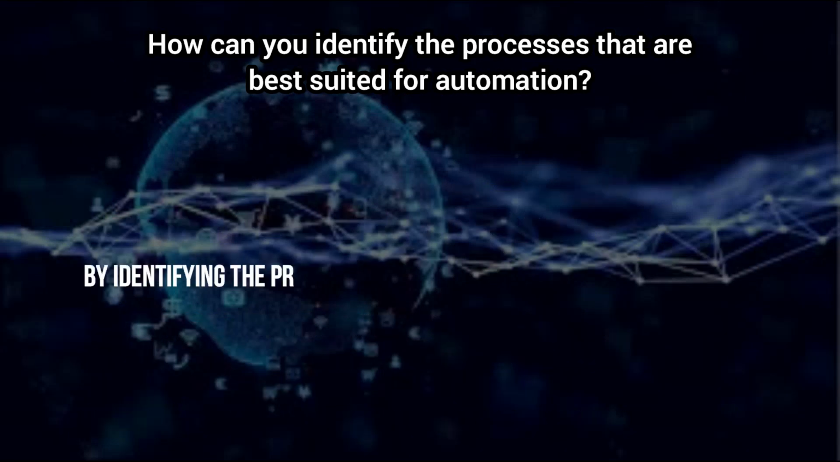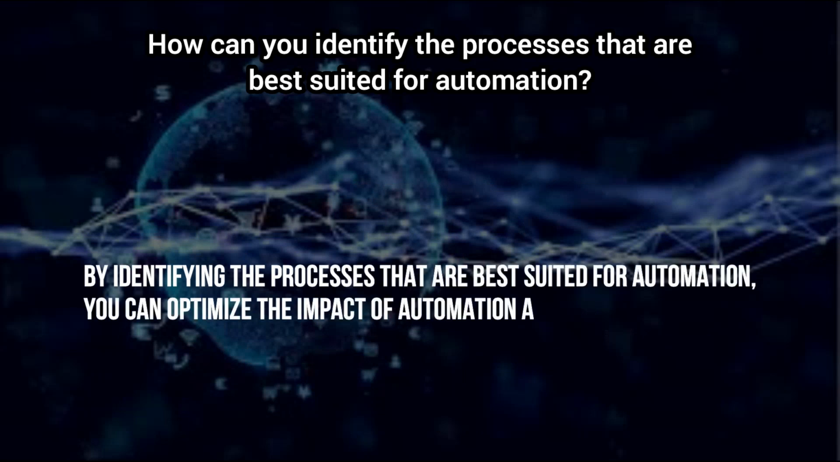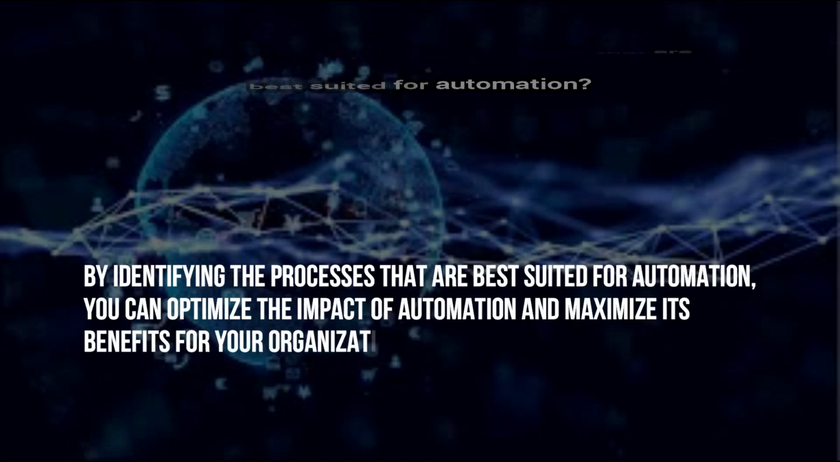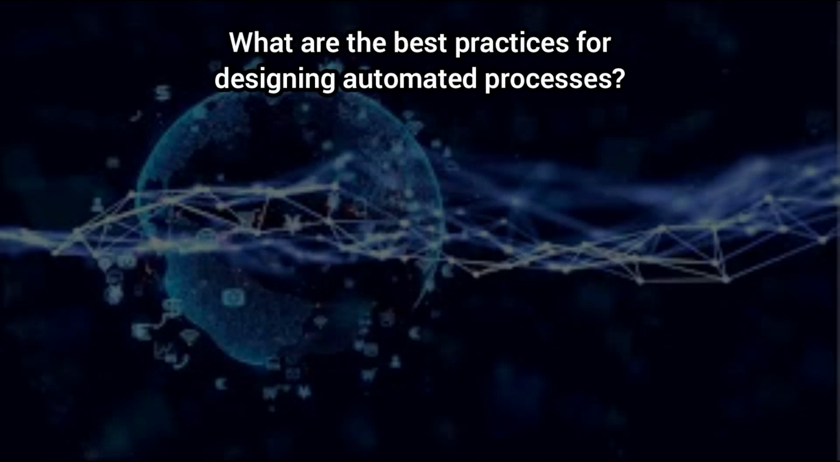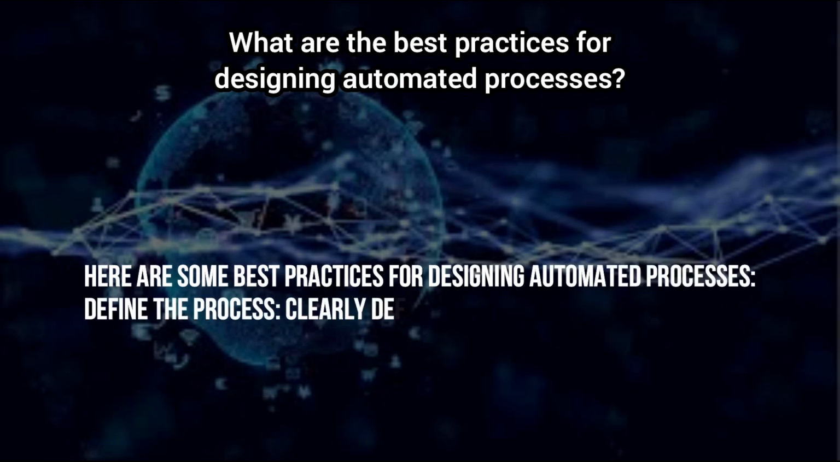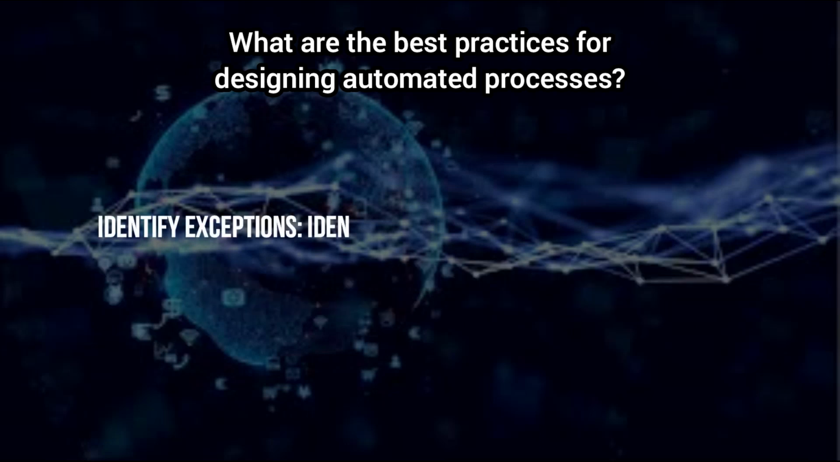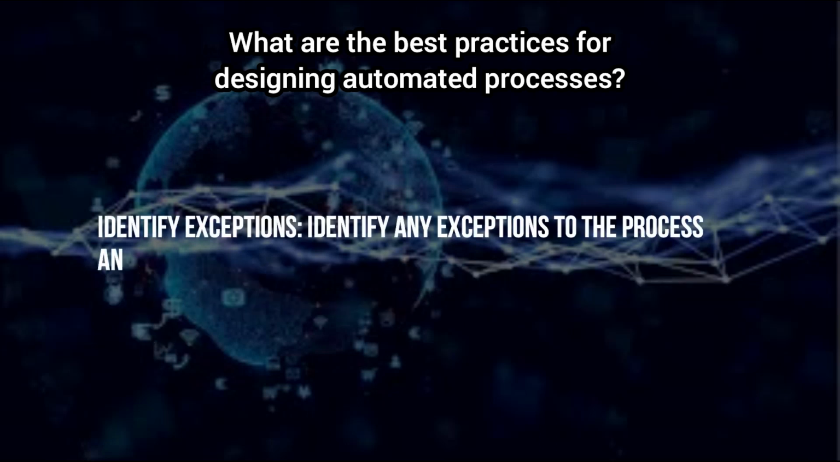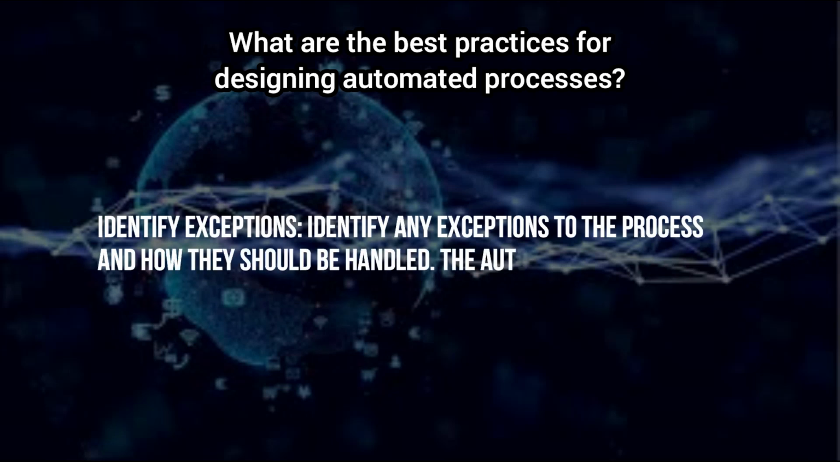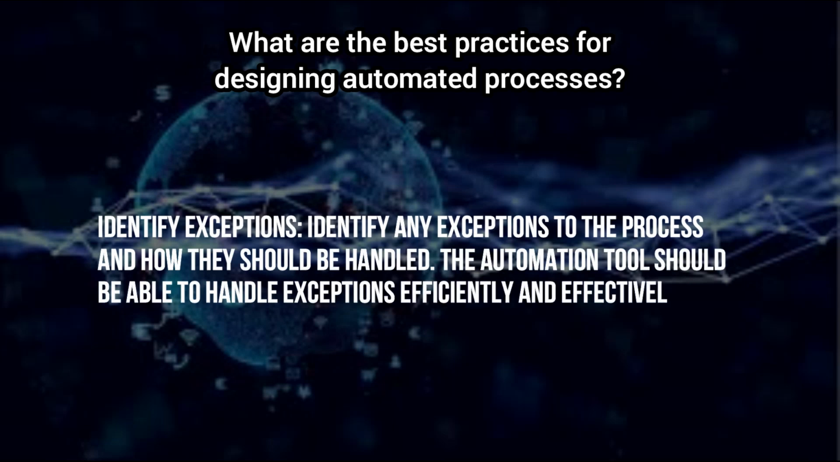By identifying the processes that are best suited for automation, you can optimize the impact of automation and maximize its benefits for your organization. What are the best practices for designing automated processes? Here are some best practices for designing automated processes. Define the process. Clearly define the process and document it step by step. Identify exceptions. Identify any exceptions to the process and how they should be handled. The automation tool should be able to handle exceptions efficiently and effectively.